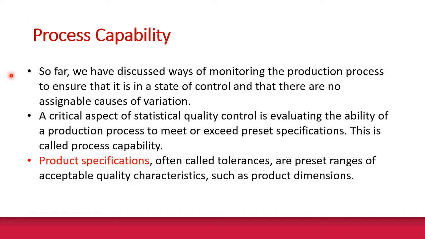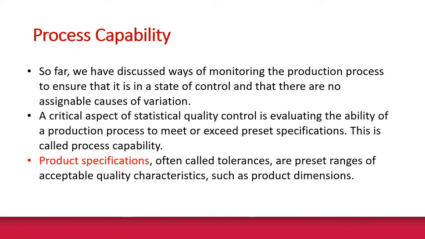So far, we discussed ways of monitoring the production process to ensure that it is in a state of control and there are no assignable causes of variation. A critical aspect of statistical quality control is evaluating the ability of a production process to meet or exceed preset specifications. This is what's known as process capability.